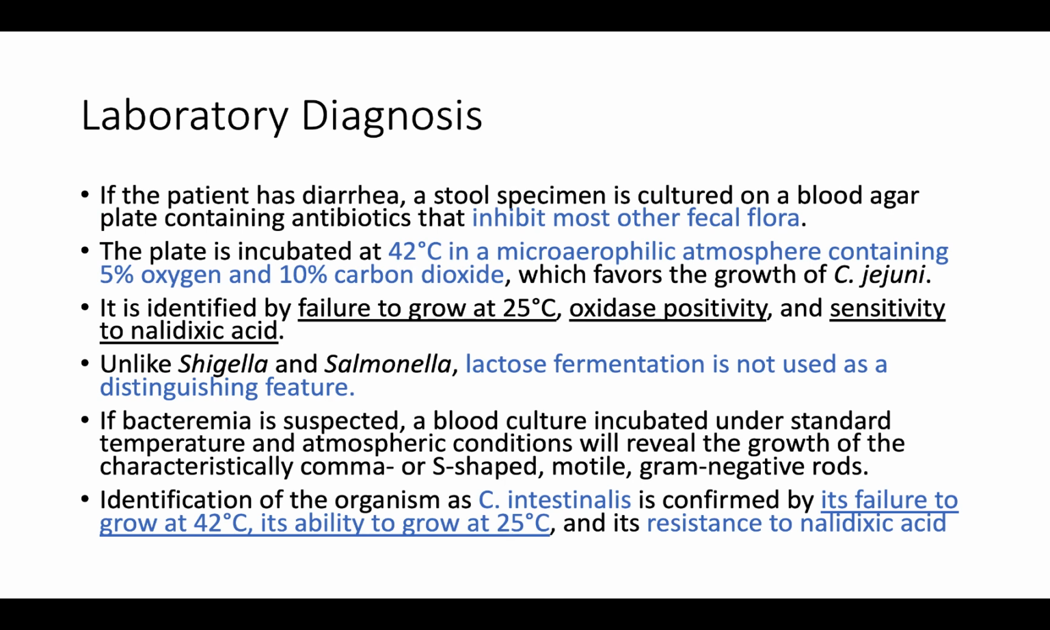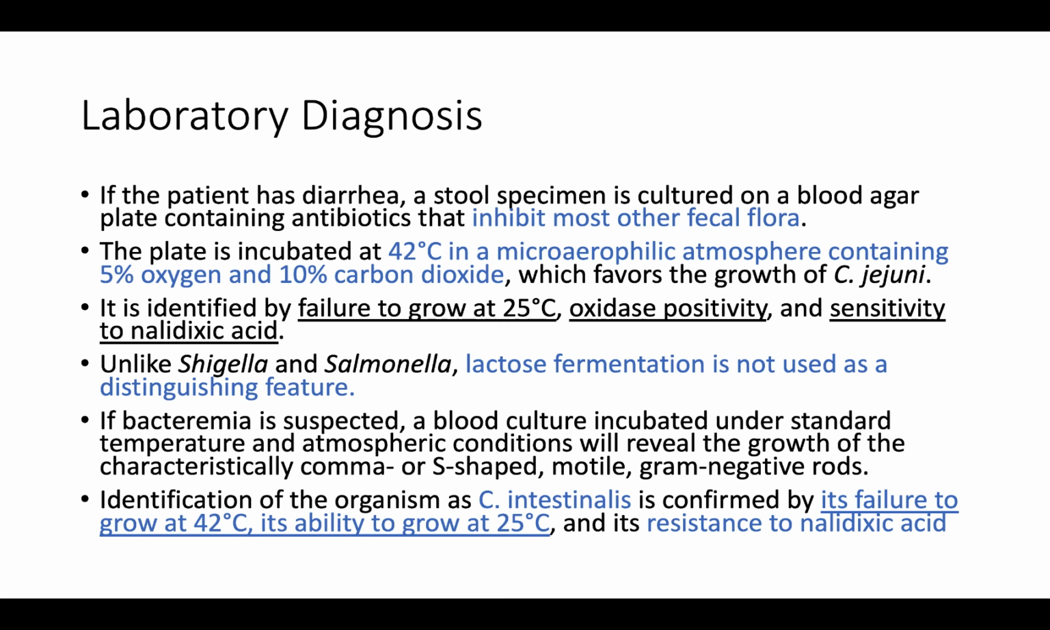Lab diagnosis: if the patient has diarrhea, a stool specimen is cultured on a blood agar. The agar contains antibiotics, incubated at 42, very important. Microaerophilic conditions, 5% oxygen, 10% CO2, will favor the growth of Campylobacter. It is identified by failure to grow at 25, oxidase positivity, and sensitivity to nalidixic acid. Unlike Shigella and Salmonella, lactose fermentation is not used as a distinguishing feature for Campylobacter.